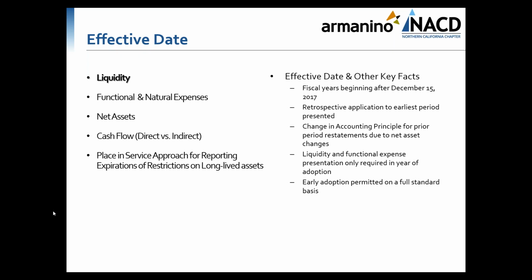But if you are showing comparative financial statements, you don't have to go back to the comparative period and do a liquidity presentation looking forward to the 12 months. You really only need to do the liquidity analysis in the year of adoption, so that would be either your year ending 6/30/19 or 12/31/18. And remember that you're looking out to a 12-month period, so you have to look out to either 12/31/19 or 6/30/2020 in terms of your analysis and availability of your funds.